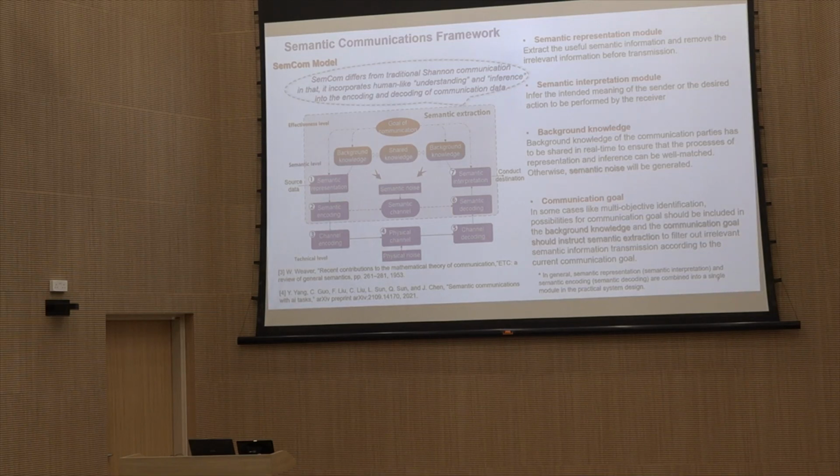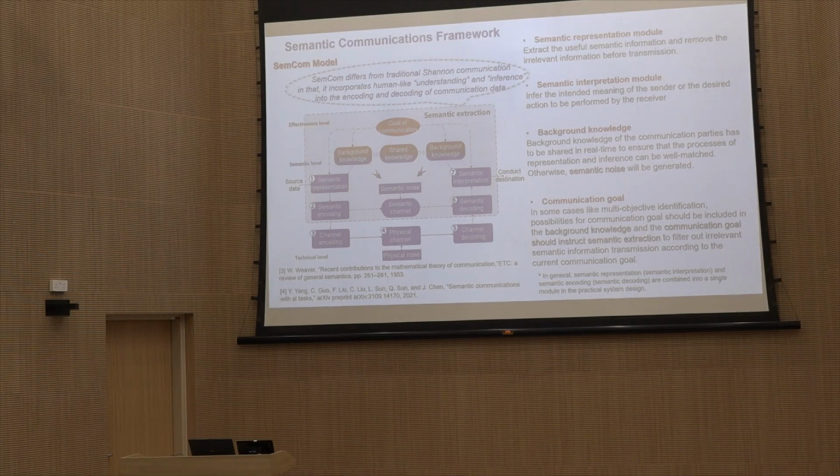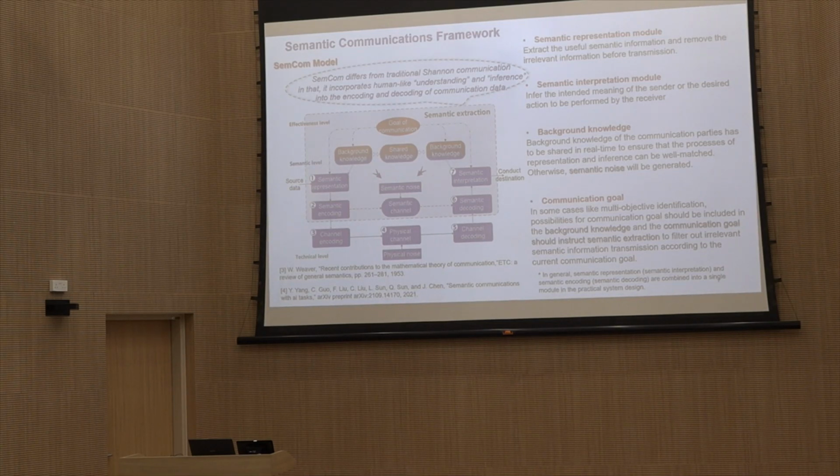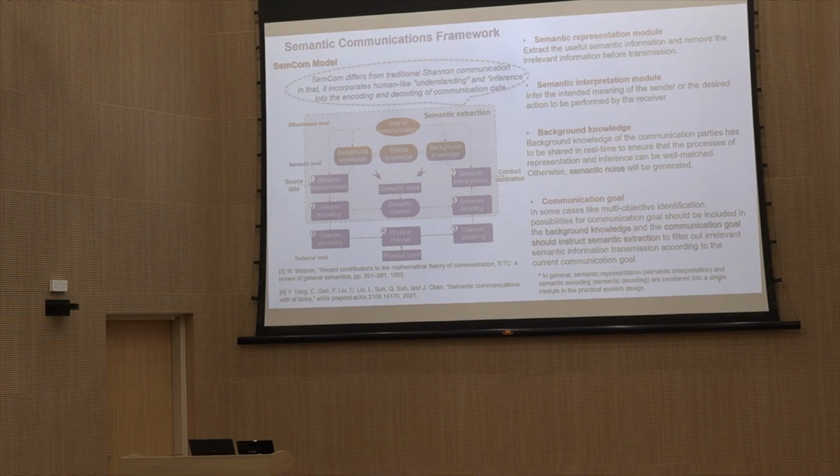Then we have communication goal. In some cases, like multi-objective identification, the possibilities for communication goal should be included in the background knowledge, and the communication goal should instruct the semantic extraction method to filter out non-related semantic information transmission. This is according to the current communication goal. Therefore, in general, semantic representation, semantic interpretation, and semantic decoding need to be combined into a single module in a practical system design.